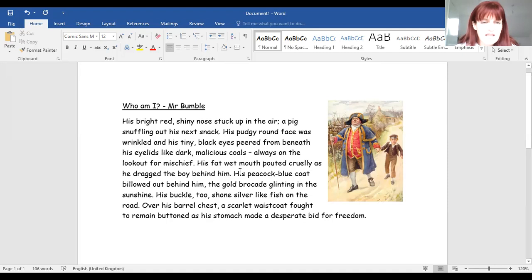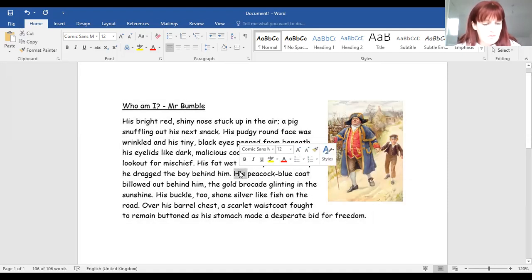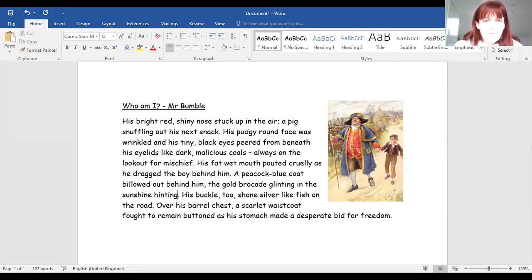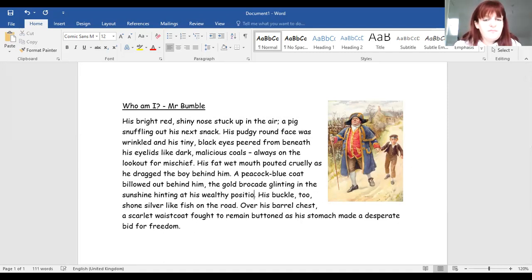Let's change his, because I've said his quite a lot. Oh, don't do that, Mrs. Ferguson. Don't lose it all. That would be a disaster. A peacock blue coat billowed out behind him, the gold brocade glinting in the sunshine. Let's add in something more here, because that's what we do when we edit. We add a little bit more in. Hinting at his wealth. His buckles, too, shone silver like fish on the road. Over his barrel chest, a scarlet waistcoat fought to remain buttoned as his stomach made a desperate bid.